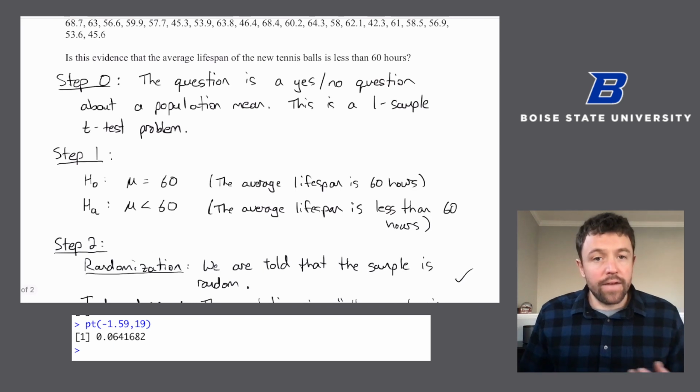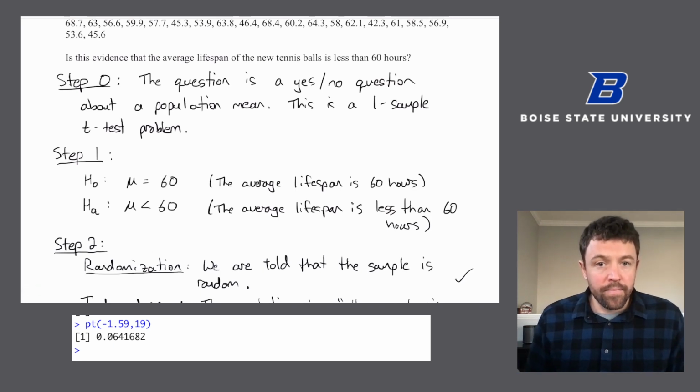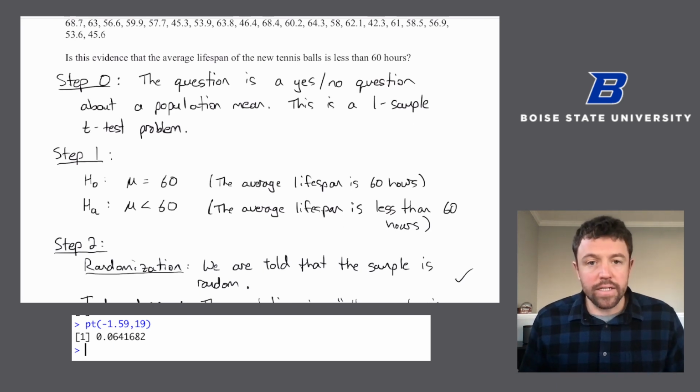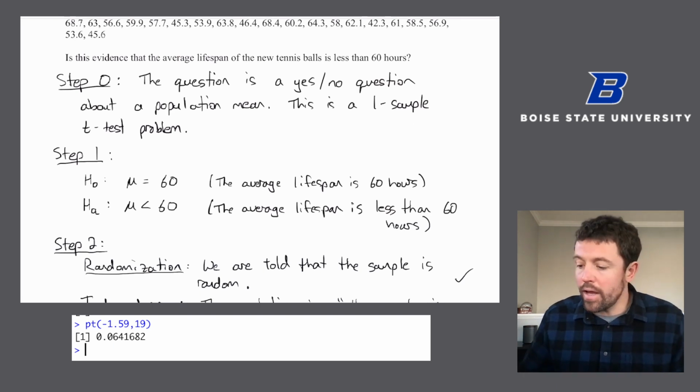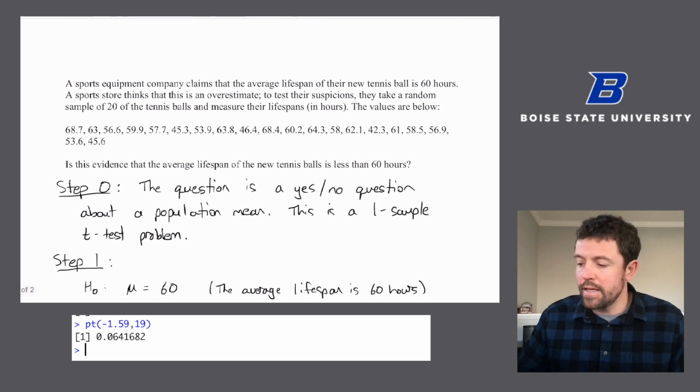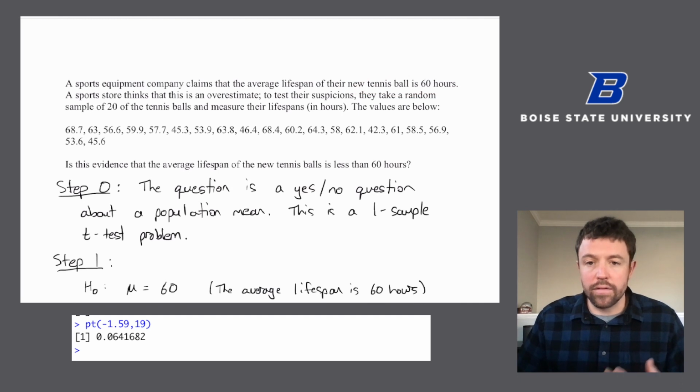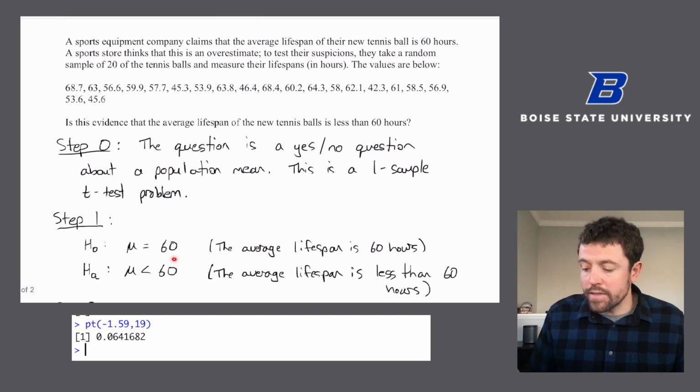In step 1, I have to state hypotheses. My hypotheses are determined by the context of the problem. My null hypothesis is that mu equals 60. The reason that my null hypothesis is that mu equals 60 is that's the baseline value. This company is claiming that their tennis balls have a lifespan of 60 hours. And that's the thing we're trying to show isn't true, right? We're trying to show the lifespan's actually less. And that's why the alternative is less than.